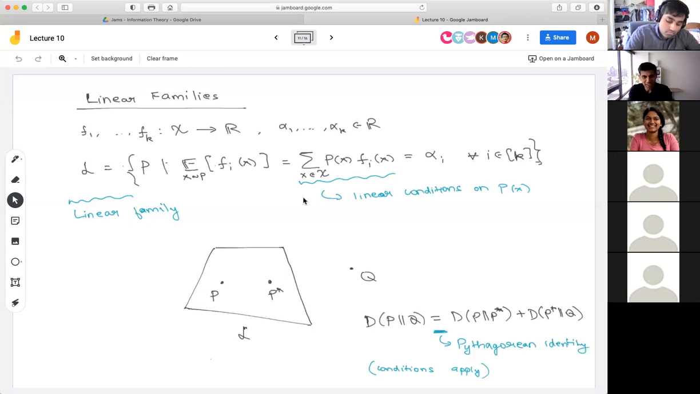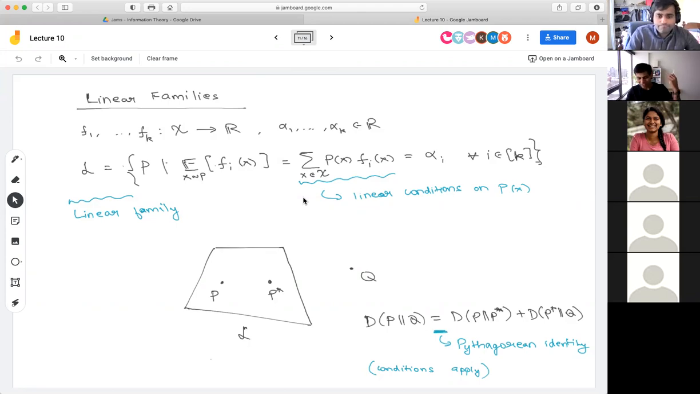But let's say we want to look at collections of all distributions such that certain expectations are fixed for f1 to fk. These could be arbitrary functions, not just moments, but moments are a special case. And here I claim that under certain mild conditions on this linear family, which I'll state in a minute, the inequality is actually strict, and you get a Pythagoras-like theorem.